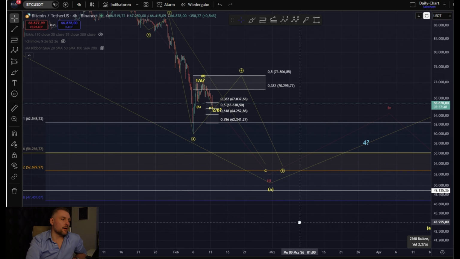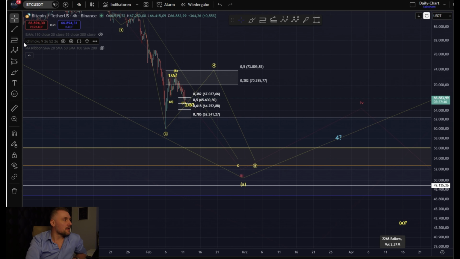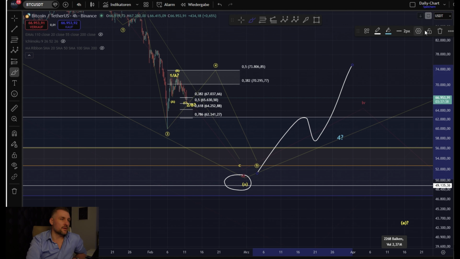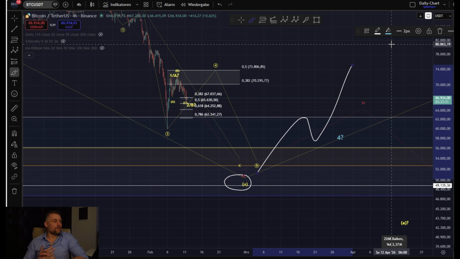But currently, the outlook is that we bottom here in a larger A wave, the yellow A wave, and then we get a larger B wave to the upside, probably into early summer, and then coming down through the summer season and bottom in October. But as I said, we take it level by level. And that is my Bitcoin view here.